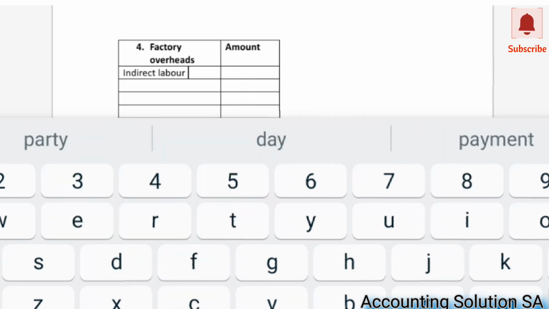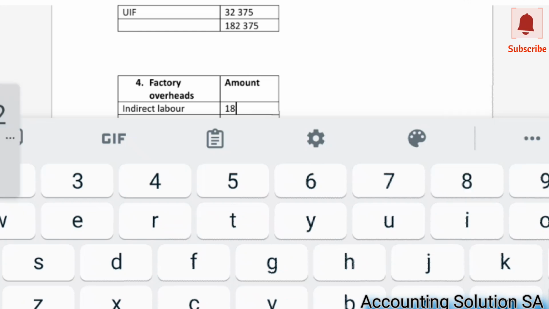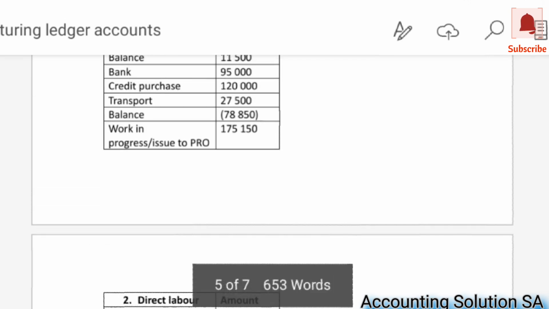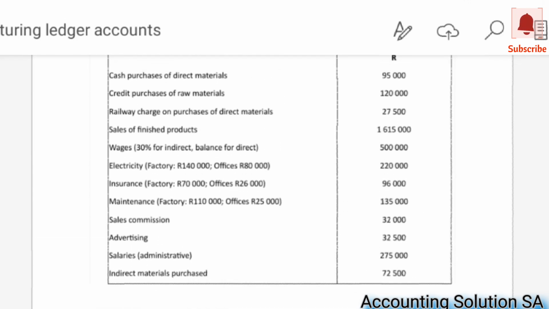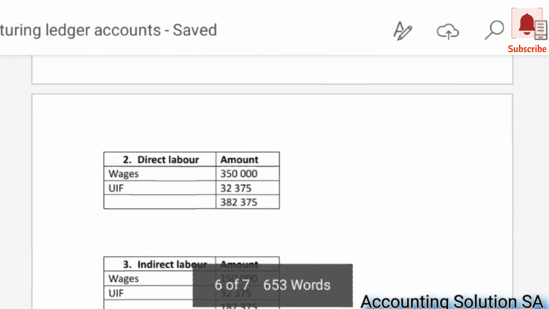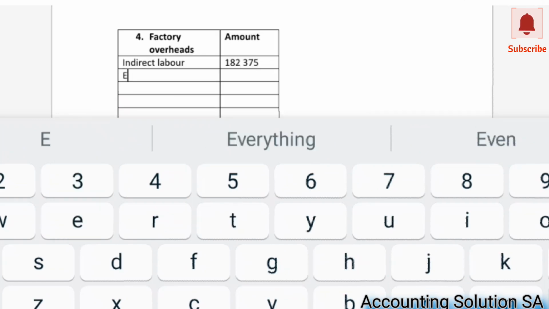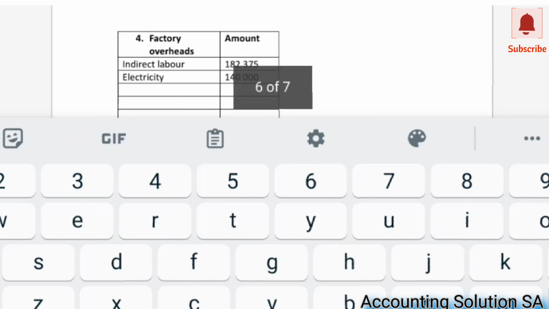Indirect labor amount of 182,375. Then the next one, we're going to have electricity. For factory, guys, is 140 and 80 is for office, which means that we have to take factory only, which is 140. Electricity, it's 140,000. Simple.